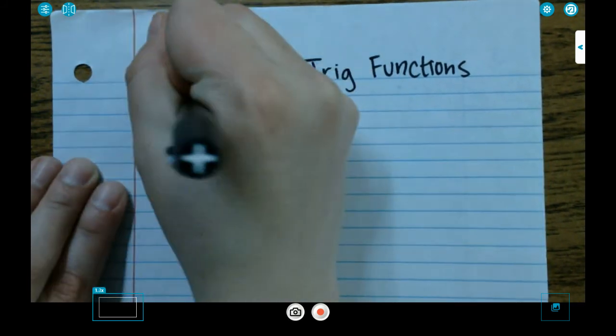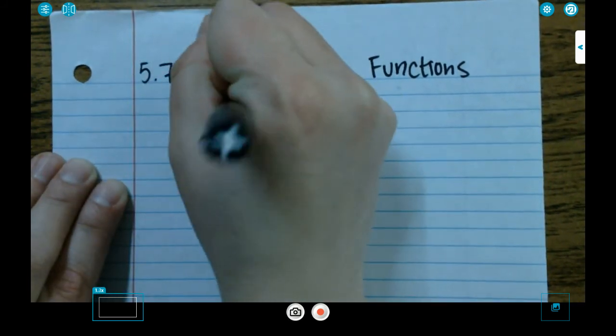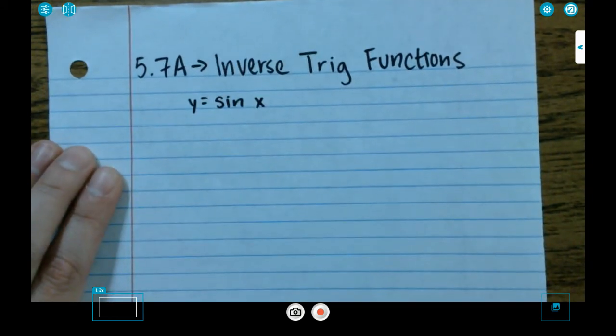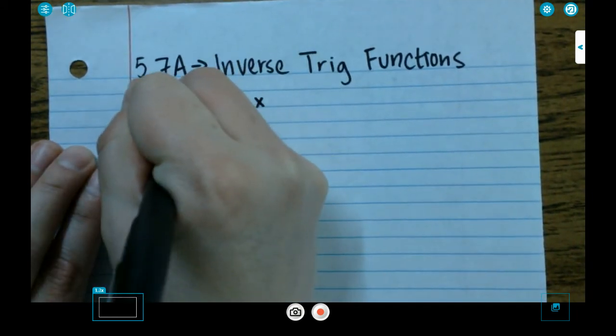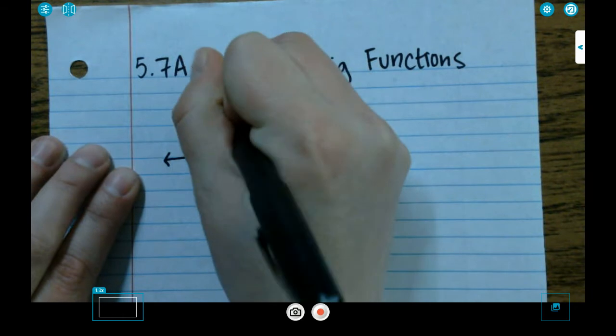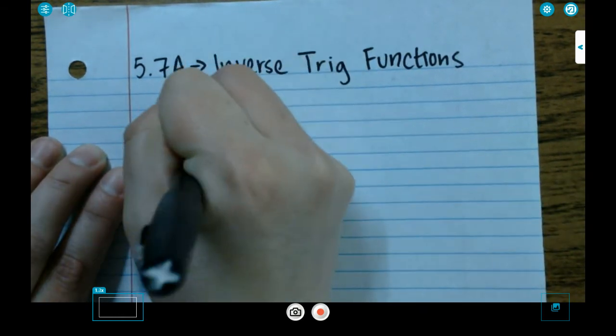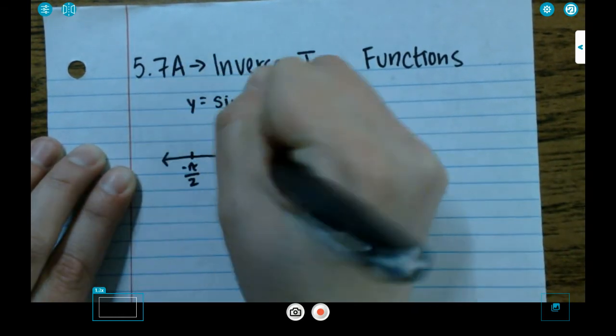So for y equals sine of x, we are only going to be looking at our inverse from negative pi over 2 to pi over 2. So I'm just going to draw a little graph, and it's not going to be perfect. Negative pi over 2 and pi over 2.